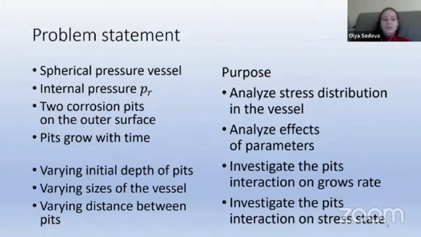So we made an attempt to study the growth of 2 corrosion pittings on the outer surface of the spherical pressure vessel, and to analyze the effect of parameters, especially geometrical parameters. We vary a few parameters like initial depths of pittings, sizes of the vessels, and distance between pits.